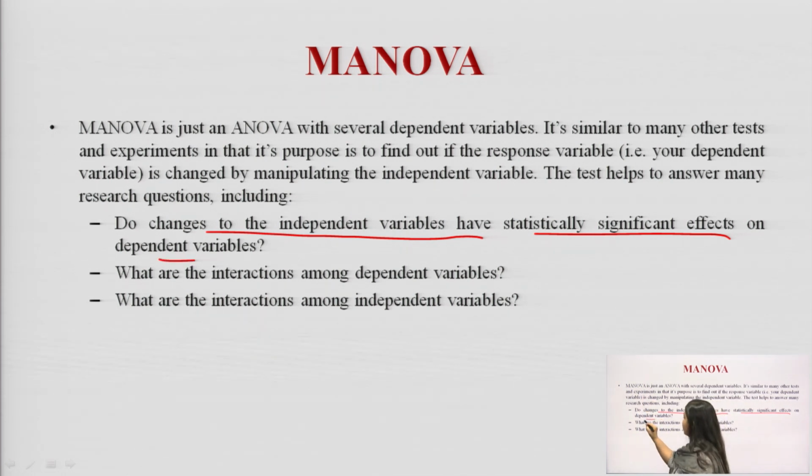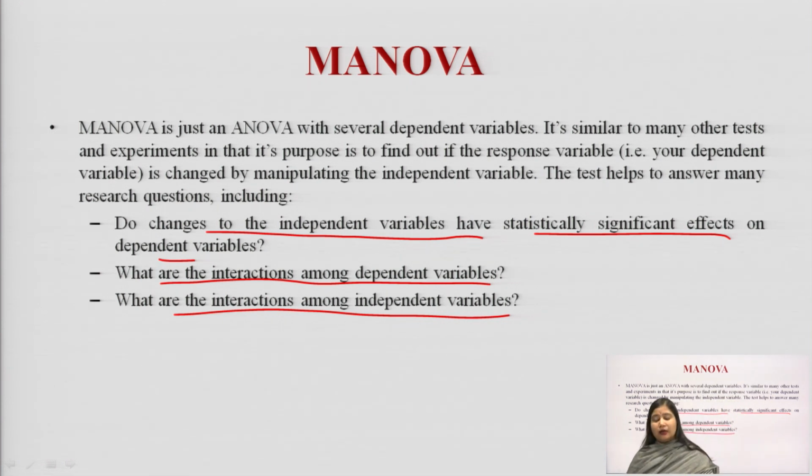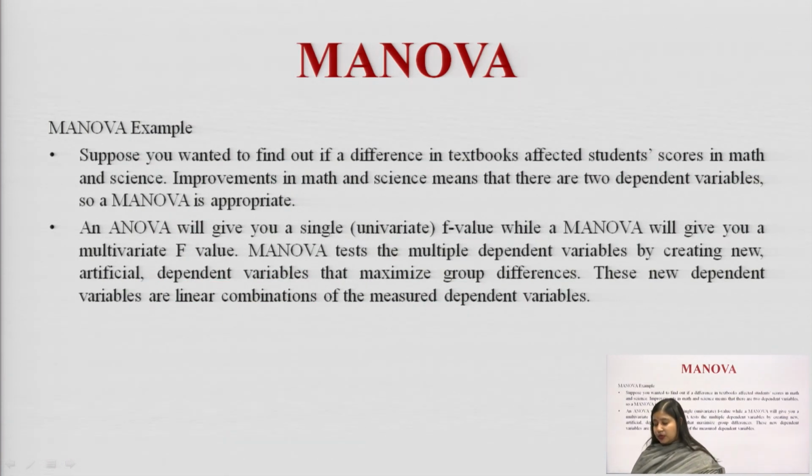And the other thing is what the interactions are among the dependent variables, meaning how the dependent variables interact with each other. Then what the interaction is among the independent variables, meaning how the independent variables are interacting with each other. MANOVA is basically used when you have more than one dependent variable. An example of the MANOVA is given.